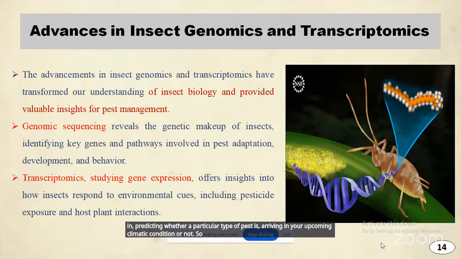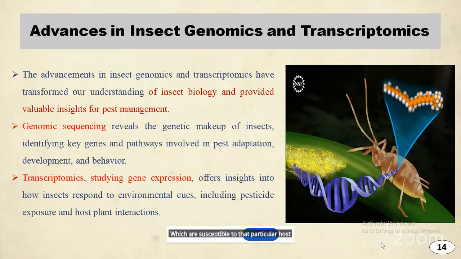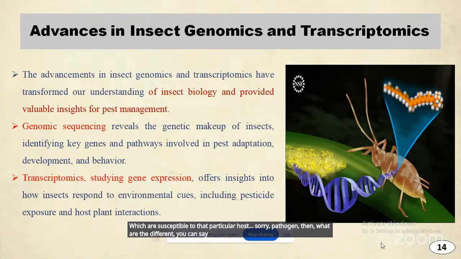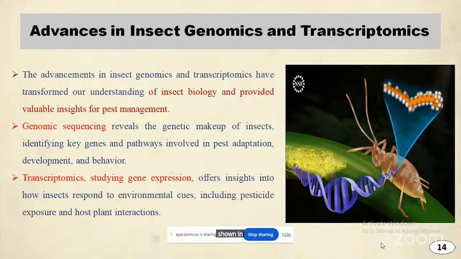So we can build different mathematical and statistical models where different parameters are included, like the type of plants which are susceptible to that particular host pathogen, and the different carriers of that particular pathogen. All this different data can be clubbed together, and you can build the mathematical model, and that model will help you predict whether this type of disease will show up in your upcoming field or not.